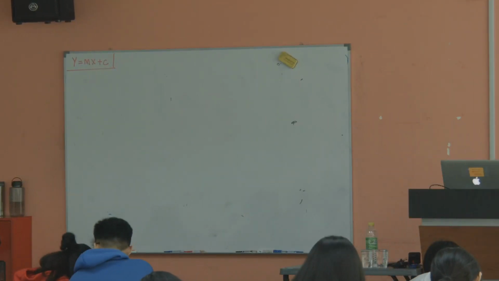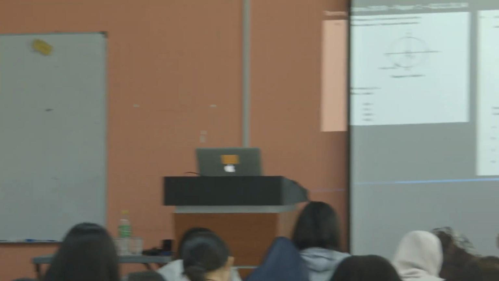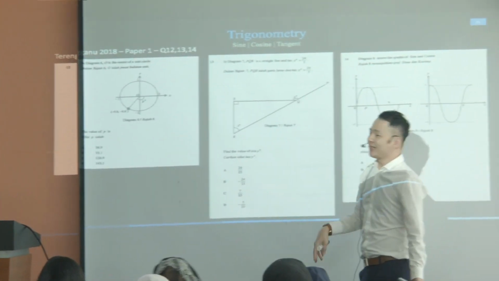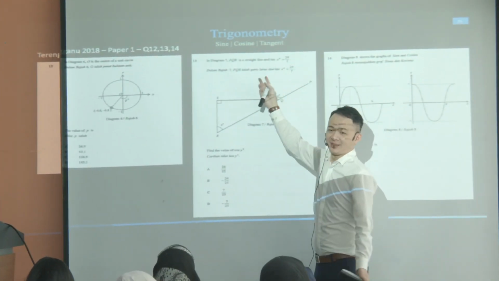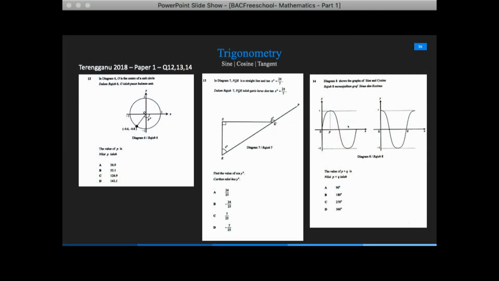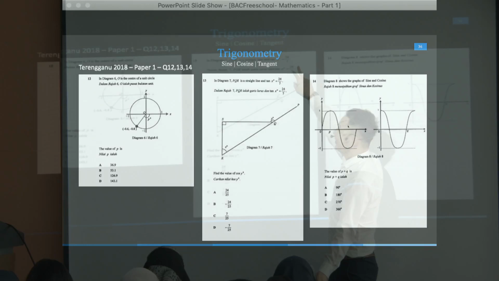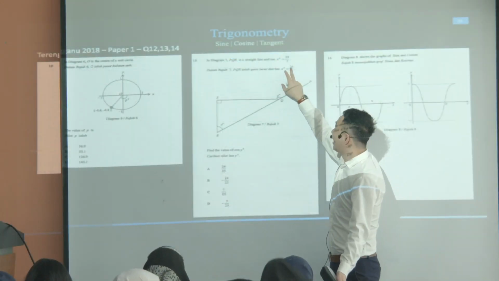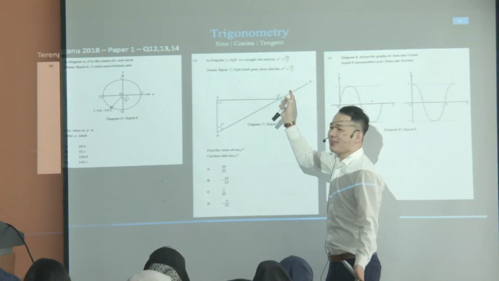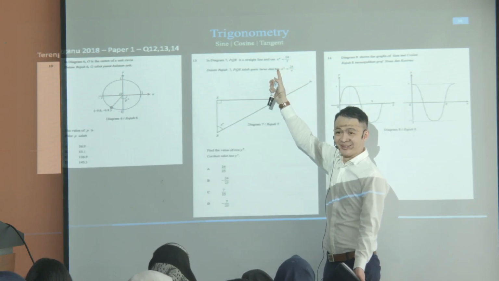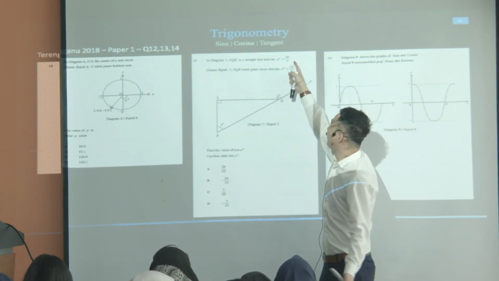Okay, for the second question, what I want to say is, you always will see something like this in paper 1. They will tell you tangent x equals 24 over 7. This 24 over 7 is not necessarily a length, it's basically a ratio. You see 24, it doesn't mean the length is 24 centimeter. It just means the ratio is 24 over 7.